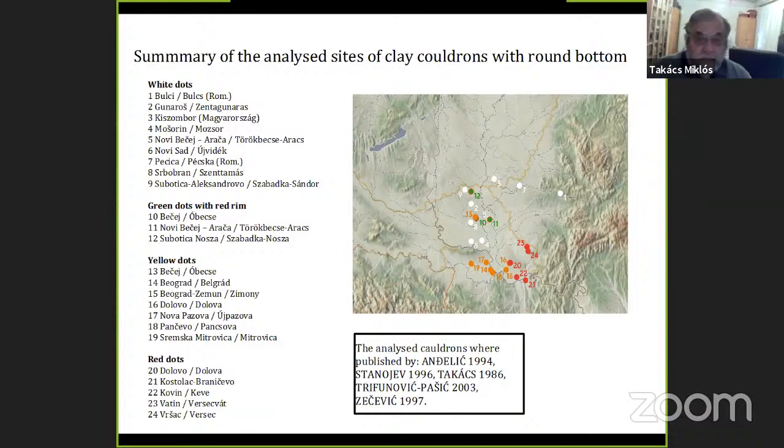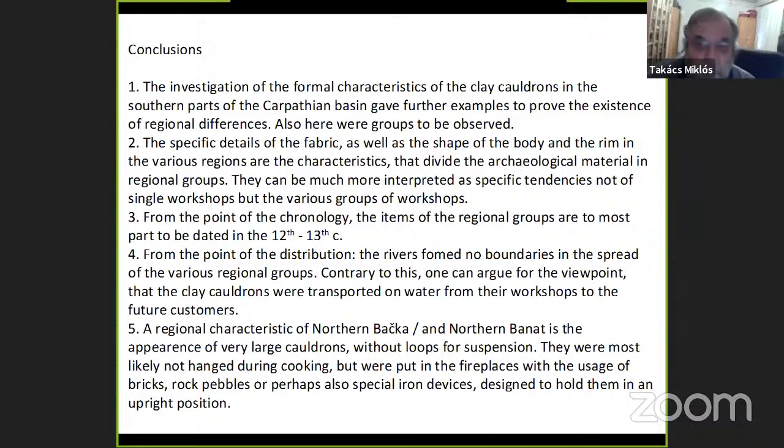And after all this, let's move to the conclusions. The conclusions are the following. The formal characteristics of the Kudrons in the southern part of the Carpathian Basin have emphasized the fact that there are regional groups, and these regional groups can be well determined.